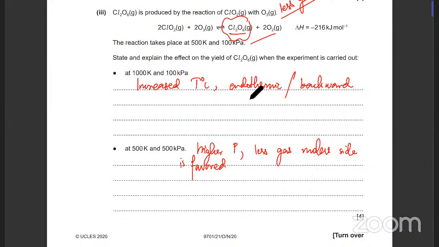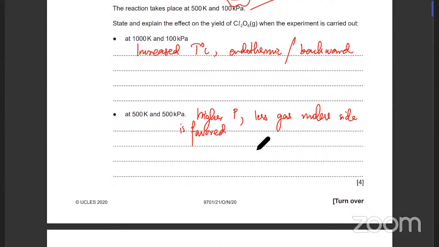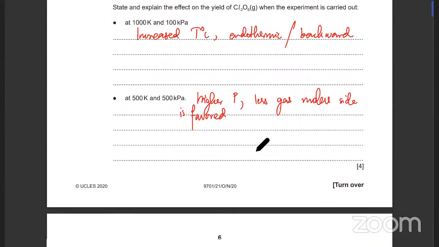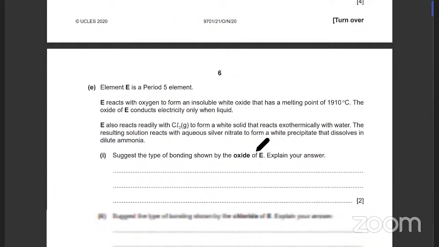So answer this properly: if it's increased temperature, endothermic is going to be favored, and the endothermic is the backward reaction, or the equilibrium position shifts to the left, or the reactant side is favored, and the yield would decrease. Over here, the yield would increase. At high pressure, the less gas mole side is favored, which is the forward side. So the reaction moves forward, or equilibrium shifts to the right, and yield would increase.